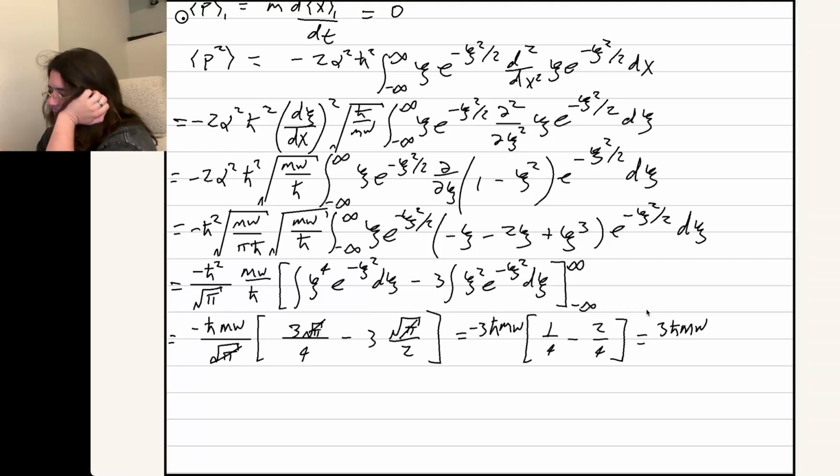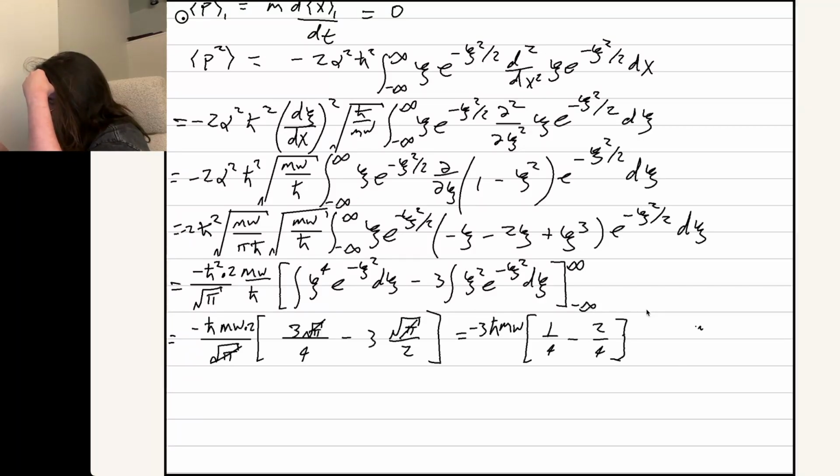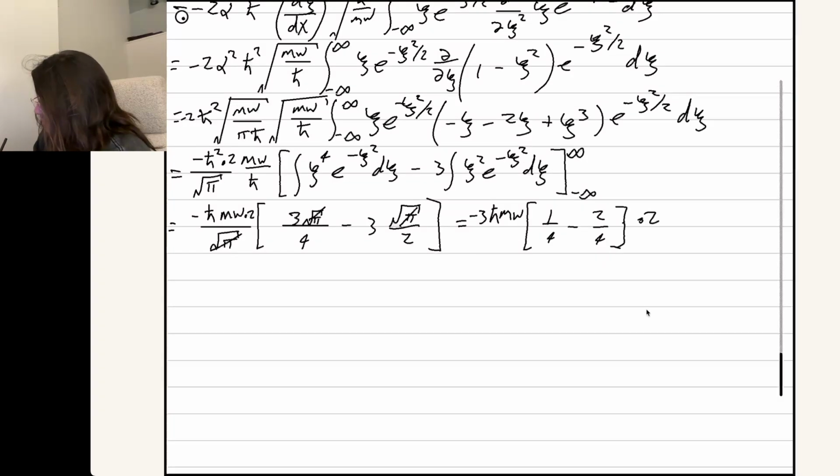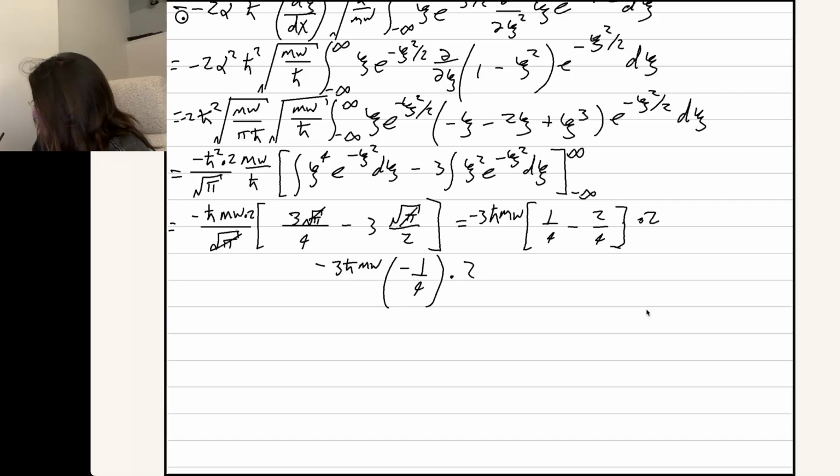I dropped a 2 way early on. Whoops. So this is going to be minus 2. There's a 2 here. There's a 2 here. There is a factor of 2 here. So this is actually minus 3ħmω times minus 1/4 times 2, which is just 3ħmω over 2. And that is kind of a nice result.